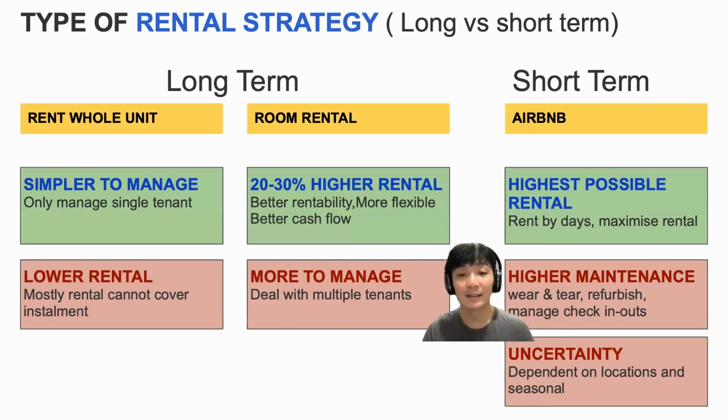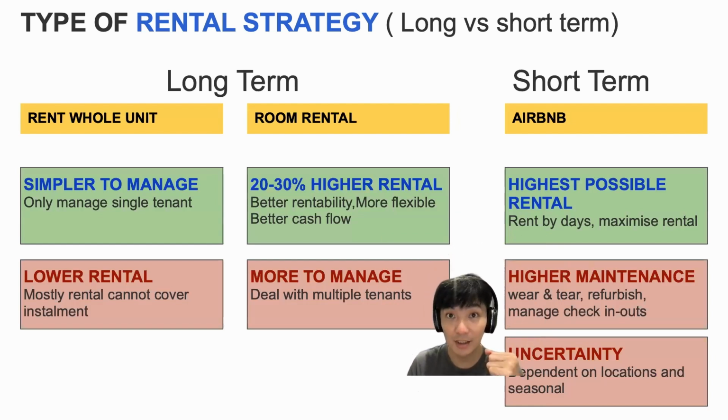So what are the available types of rental strategy that you can utilize to optimize your rental? First part is a long-term rental strategy. Second part is the short-term rental. So long-term rental strategy goes into renting the whole unit and also renting by room. For room rentals, you can do your original layout room rental, or you can add rooms, add partition rooms to further optimize your rentals. The good thing about the whole unit is definitely that it's simpler to manage because you only manage one master tenant or one tenant. But the bad thing is, of course, lower rental.